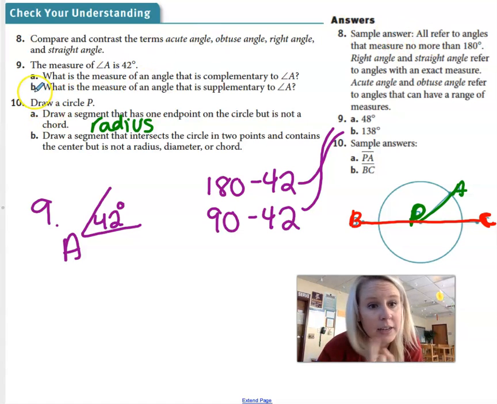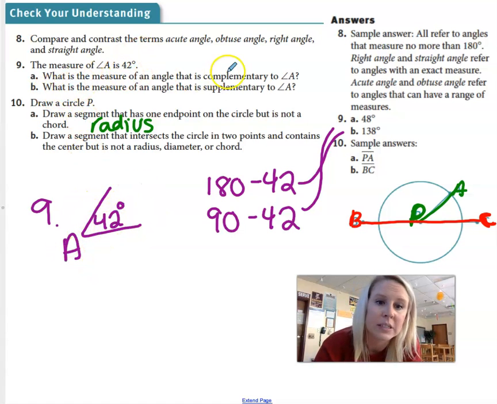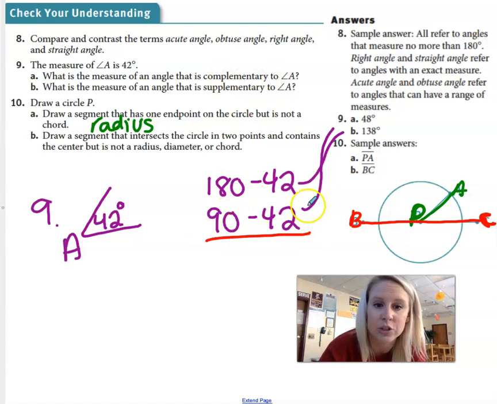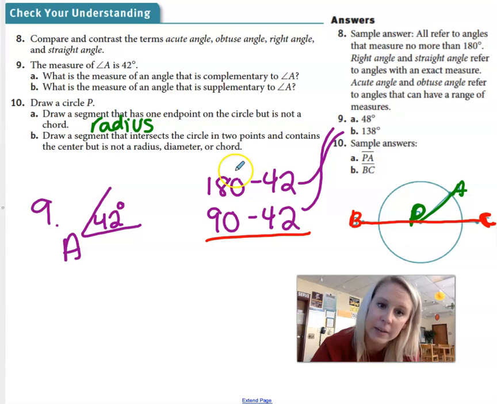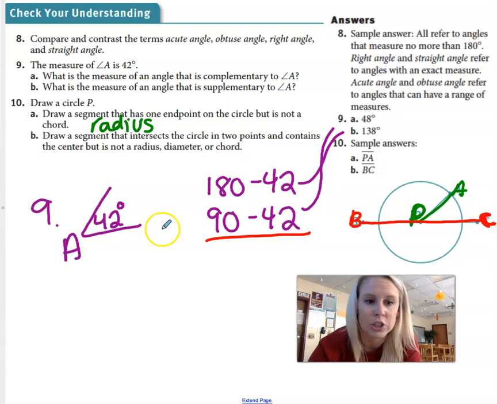All right, number 9, the measure of angle A is 42 degrees, which I have down here. What's the measure of something that is complementary to A? Complementary means 90. So I did 90 minus 42 degrees to get 48 degrees. That's the complement of that angle measurement. Part B wanted to know the measure that was supplementary to it. Supplementary is 180, so 180 minus 42 would be 138.